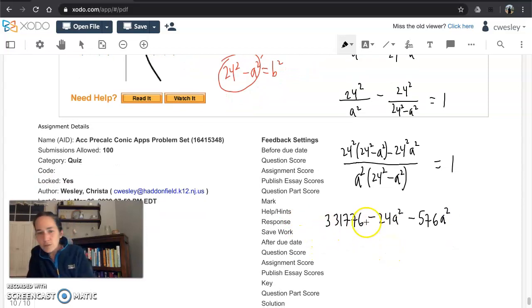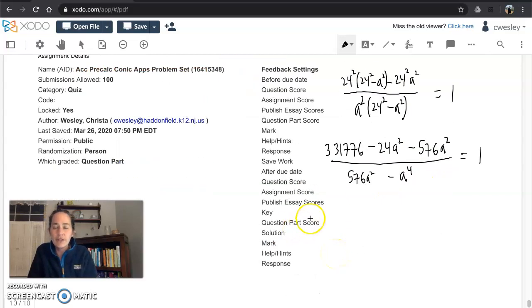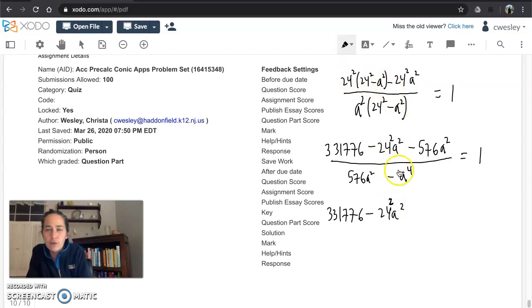On the bottom, I guess we could also get rid of the parentheses. So you have 24 squared times a squared, 576a squared, minus a to the 4th. We are dealing with a quadratic function. Now we can multiply both sides by that denominator and try to combine the like terms. So you have 331776 minus 24 squared a squared. I guess I forgot the squared here. That should be a 576, shouldn't it, right? That 24 squared should have come through. And then minus another 576a squared equals, this times 1, so 576a squared minus a to the 4th.